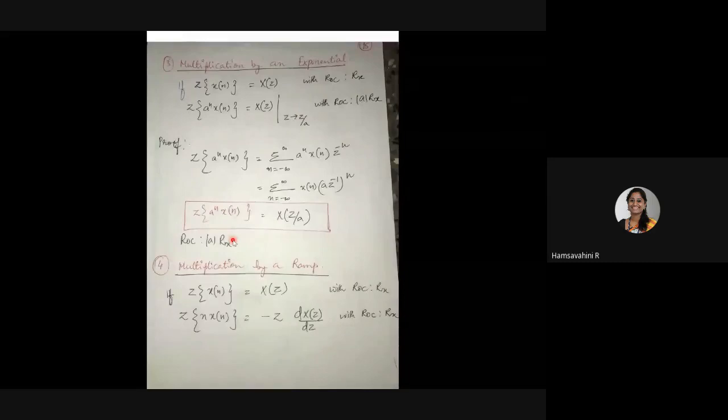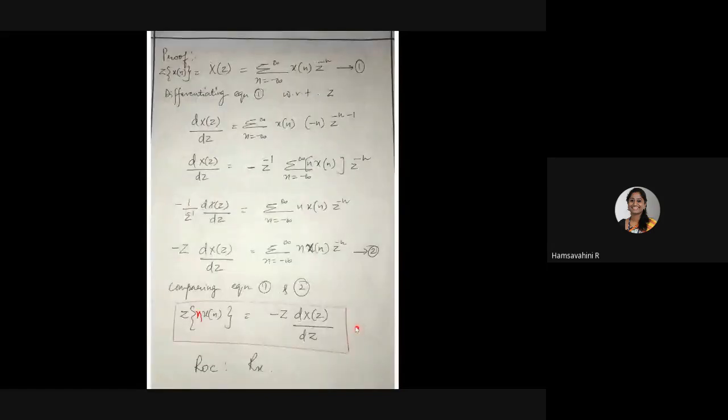Okay. So the next important property is multiplication by a ramp. In the case of a discrete time signal, we represent multiplication by a ramp by a factor n. Suppose x of z is the Z transform of x of n with ROC Rx. If I multiply the given signal x of n with a ramp, then its Z transform is given by minus z dx of z by dz. And in this case, the ROC will remain the same. Now, we'll prove this property.